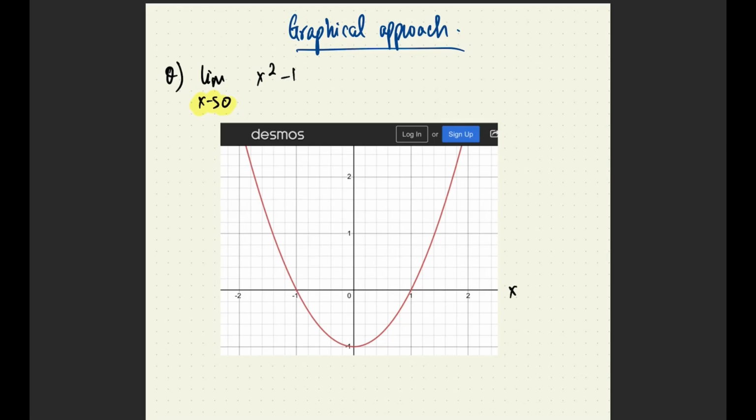So we know that this is your x-axis and this is your y-axis. So when x is getting closer and closer to 0 in the graph, from the right-hand side and from the left-hand side, the y value gets closer and closer to what? Pretty simple, right? The y value gets closer and closer to minus 1. So that is simply just how the graphical approach works.